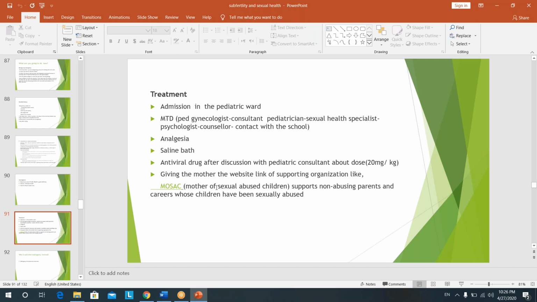Mosaic is a website that supports the non-abusing parent, the mother of children who have been exposed to sexual abuse. Mosaic, mothers of sexually abused children.